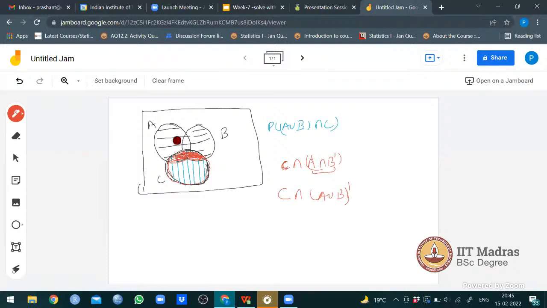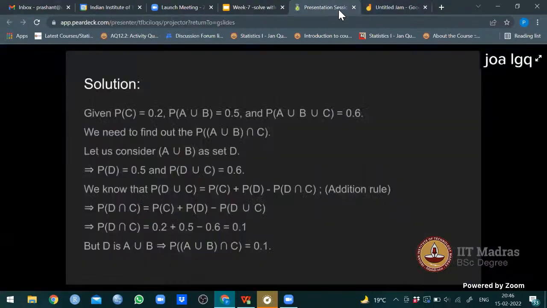No, because A union B is this one. Sir, can I tell my approach? Can you check whether it is correct or wrong? Yeah, please go ahead. I did probability of A union B union C minus probability of A union B. So I got the C part without the intersection part. Then I subtract 0.2 minus 0.1, so I got the 0.1 answer. That is correct.